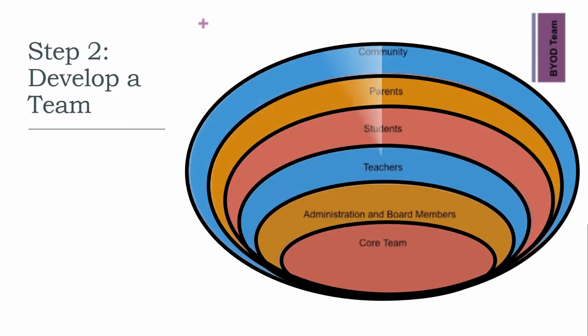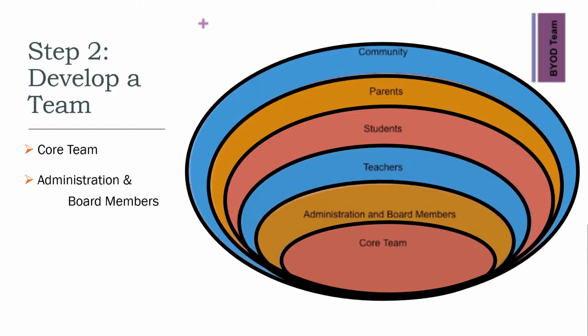Step 2. Develop a team. A well-defined team that meets regularly will move the objectives of a BYOD program forward. First part is the core team, comprised of instructional designers and technology specialists who support the district while planning the policy document, exploring current policies, calculating the availability of technology, troubleshooting, and teacher training. Next comes the administration and board members. This is comprised of principals, assistant principals, and stakeholders.